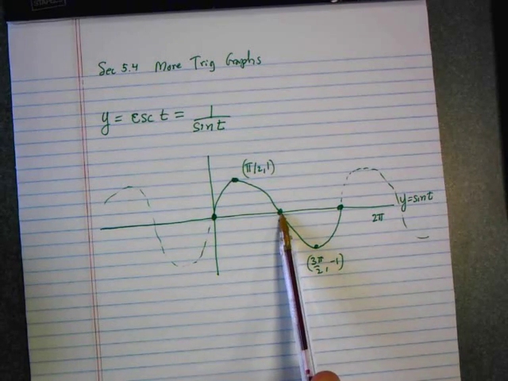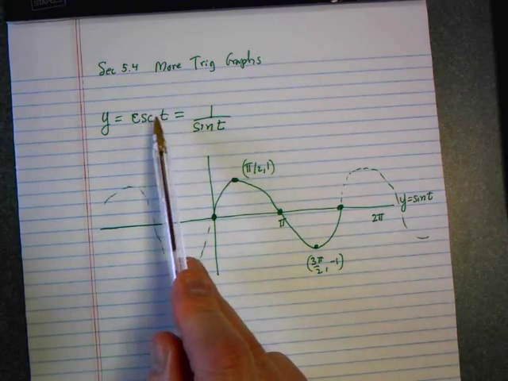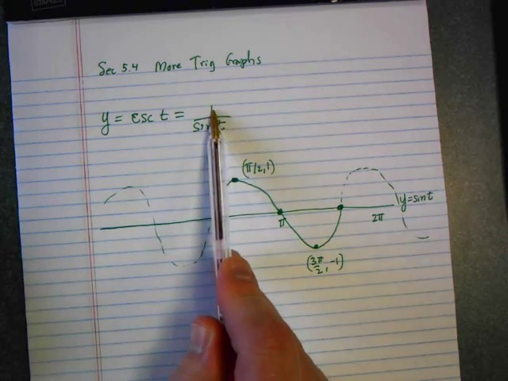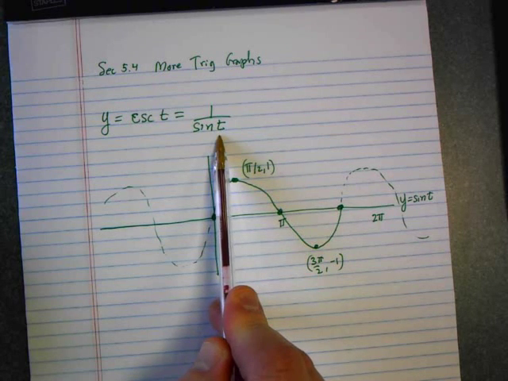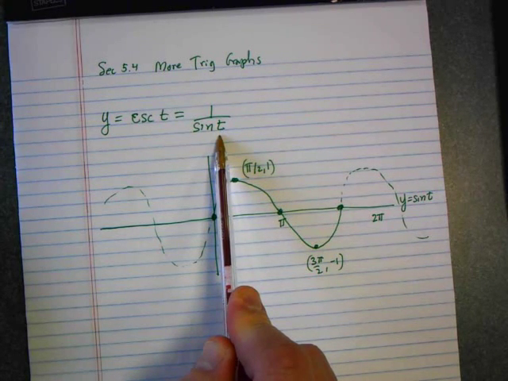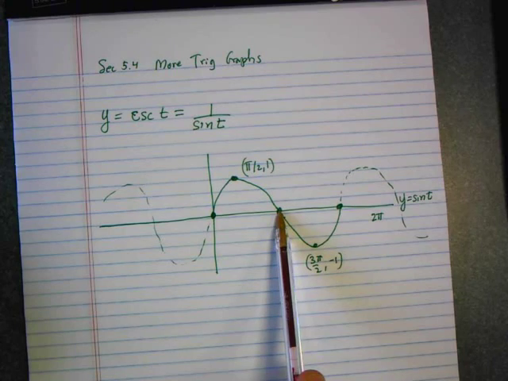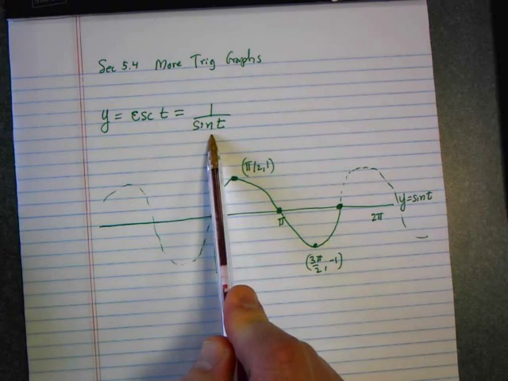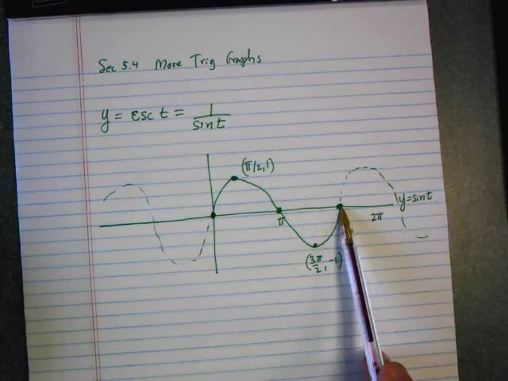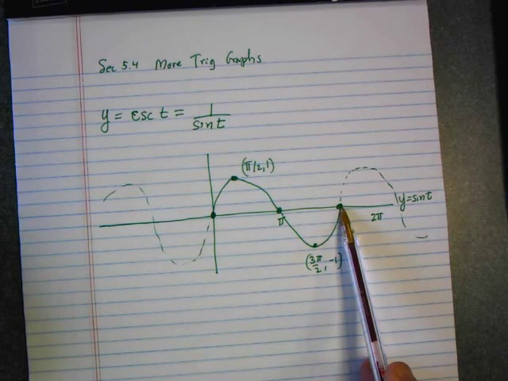Same thing's going to happen at pi, isn't it? If I try to plug pi in, cosecant of pi is 1 over the sine of pi, and the sine of pi is 0. 1 over 0 is undefined. Same thing's going to happen at 2 pi. Sine of 2 pi is 0, so I'm going to get 1 over 0.